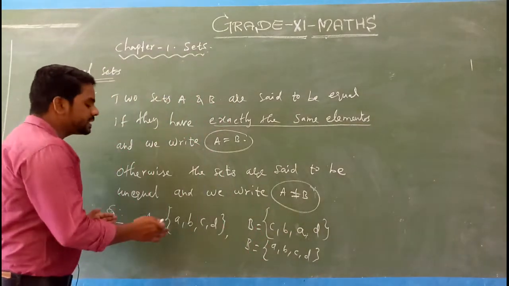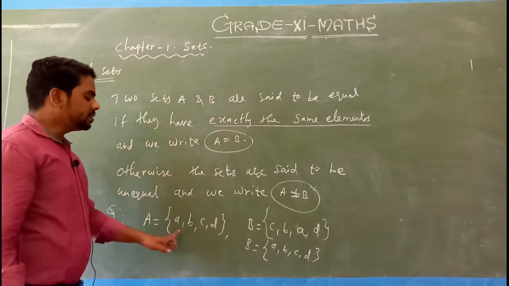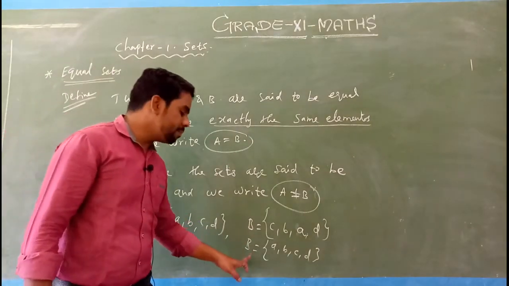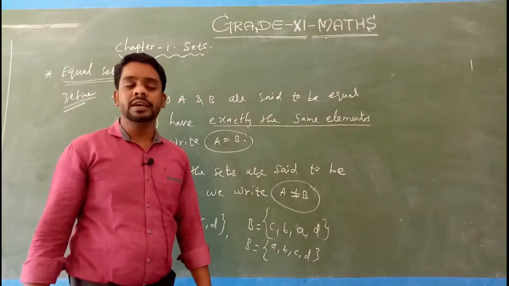So compare the two sets A and B. A equal to A, B, C, D and B equal to A, B, C, D.